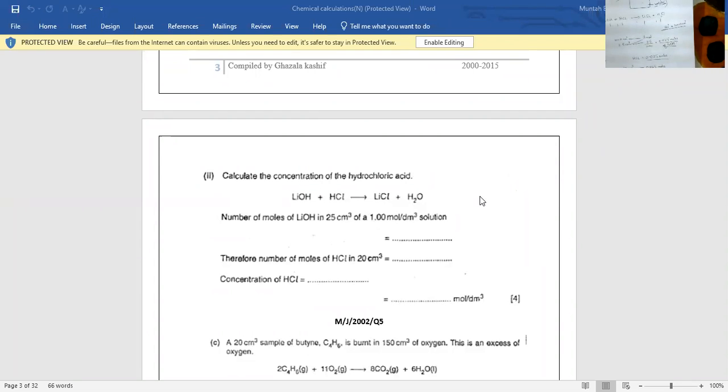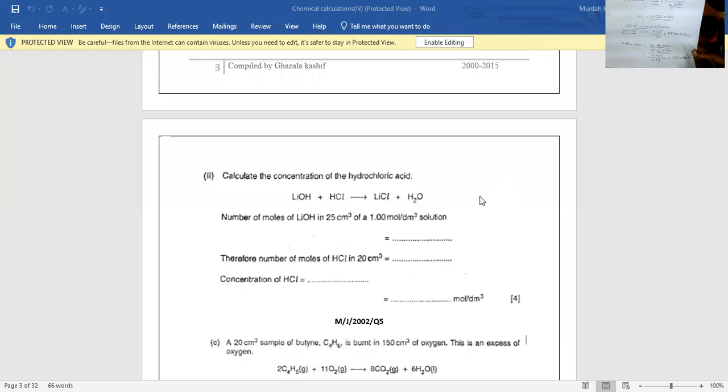Miss, the same answer, 1.25. Yes, so 1.25 moles per decimeter cube. Okay, but if you are using this formula, remember your volume should be in dm cube, because the answer they want is in mole per dm cube. Miss, what if they ask us to answer in grams per...?